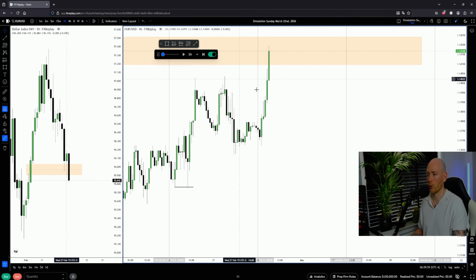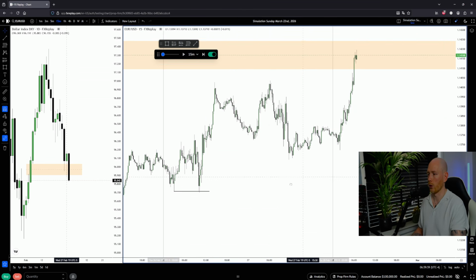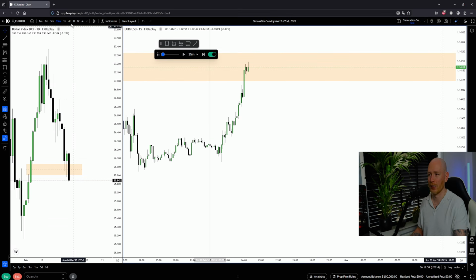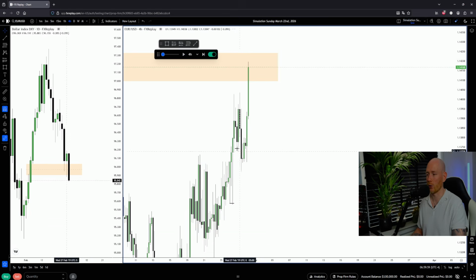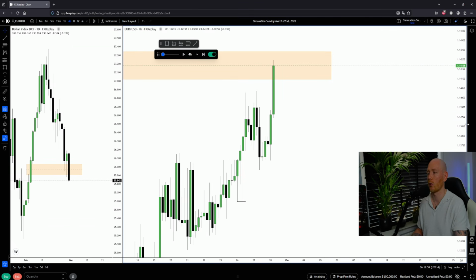Okay, we're getting some displacement. Oh, that initial entry was still good. Wow, it would have been to the pip as well. This was the area right here. Okay, whatever. It's fine. We'll find another one. I should have left the limit, but it was a 1 hour to 15 minute sequence, which I typically like to take within a kill zone.